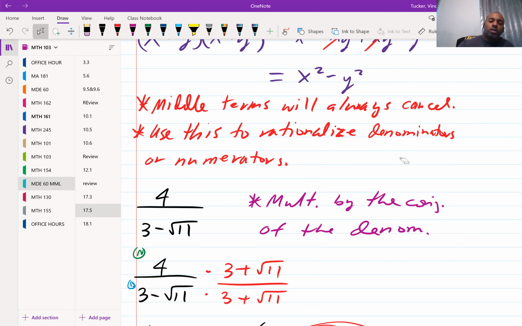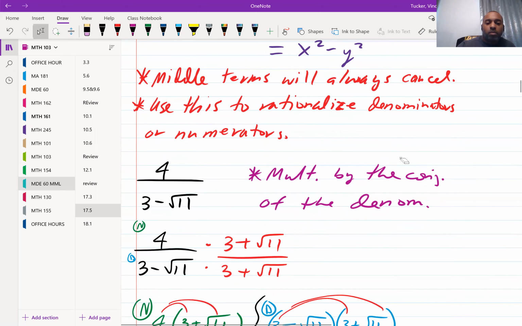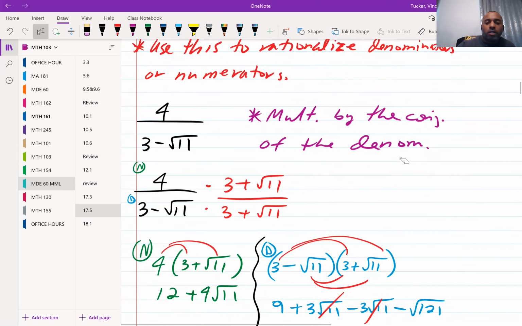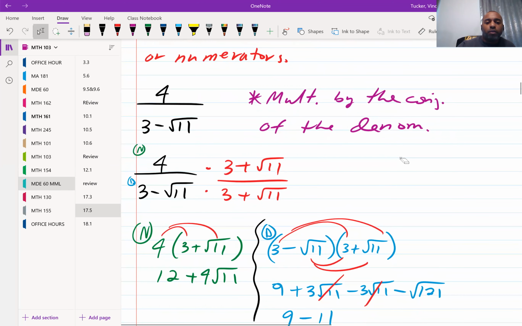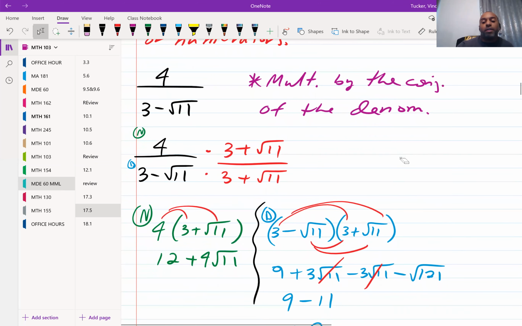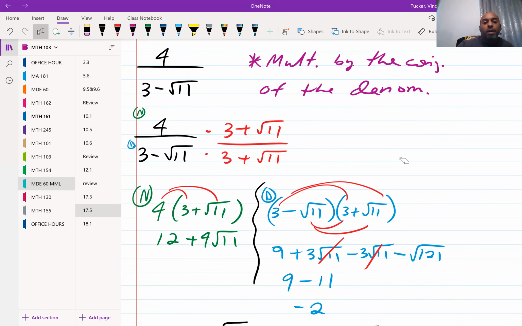All right. So take it one step at a time. Notice I have in the green the multiplication of the numerator by the conjugate, then in blue the multiplication of the denominator by the conjugate. So the numerator is just 4 times 3 plus the square root of 11. So 4 times 3 is 12. 4 times square root of 11 is just 4 square root of 11. So that is going to be our new numerator.